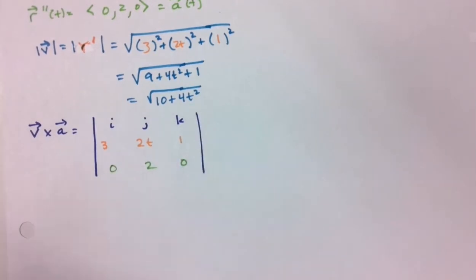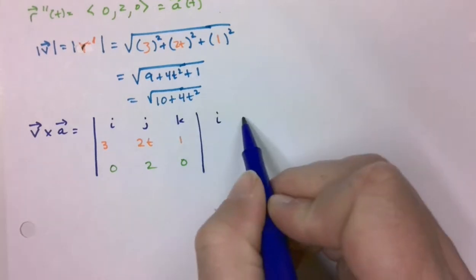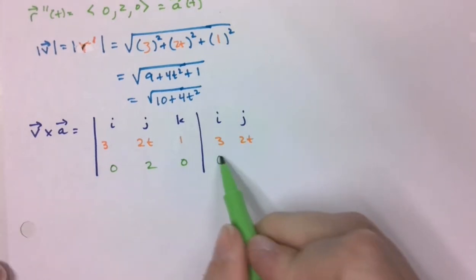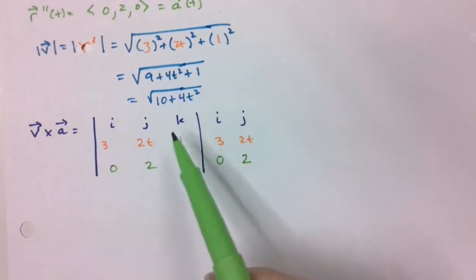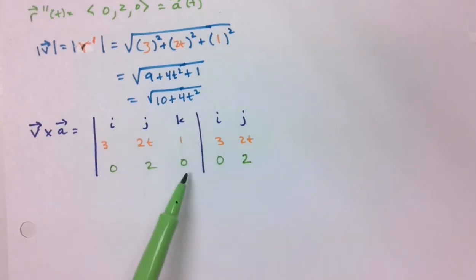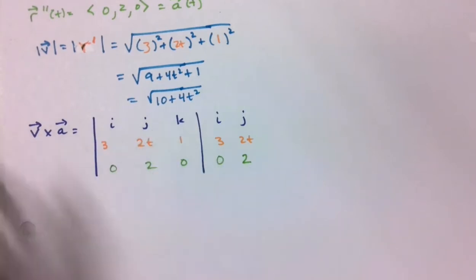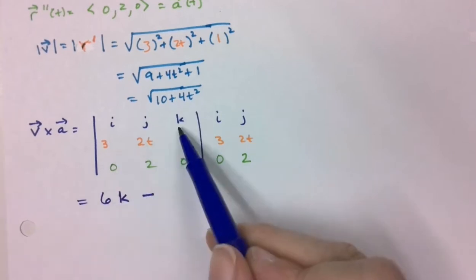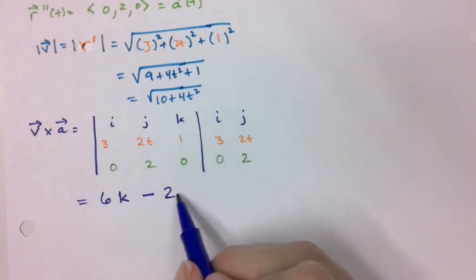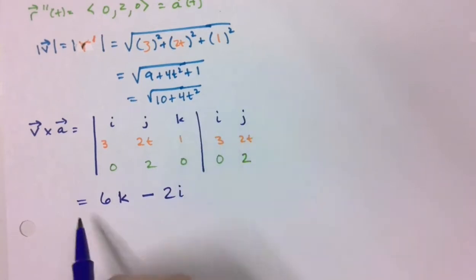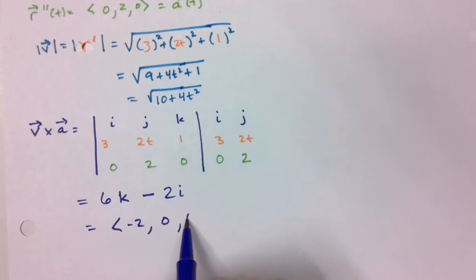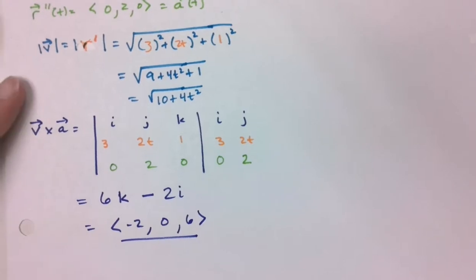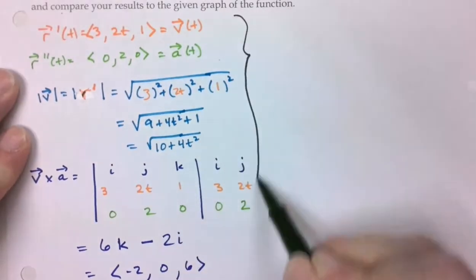Cross product. And again, I'm going to use a little trick. I, J, put a 3 and a 2t here, and a 0 and a 2 here. Luckily, all those zeros mean most of the things disappear. There's no I component. There's no J component. There's 6K minus, there's no K in the negatives. There's an I, so 2I, and no J. So that means that it's negative 2, 0, 6. That's my cross product. Okay, so now let's use all of these pieces to go find kappa.